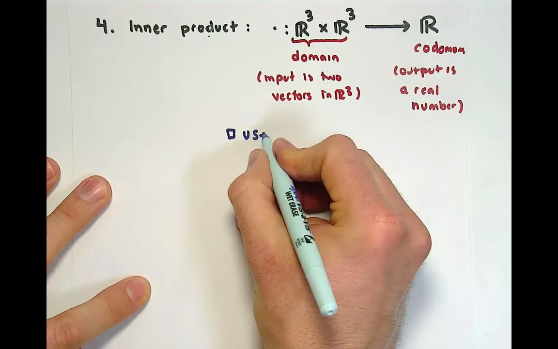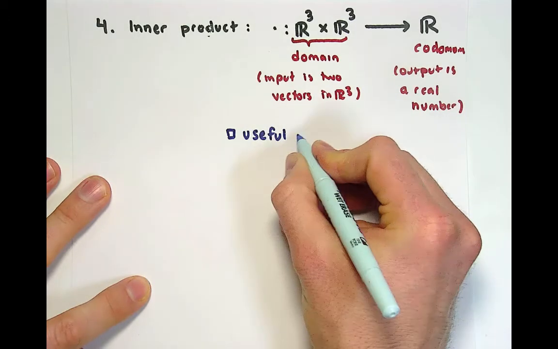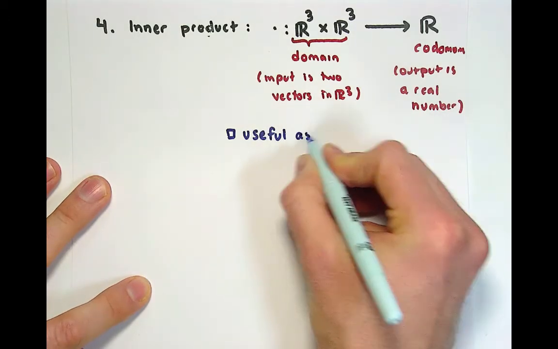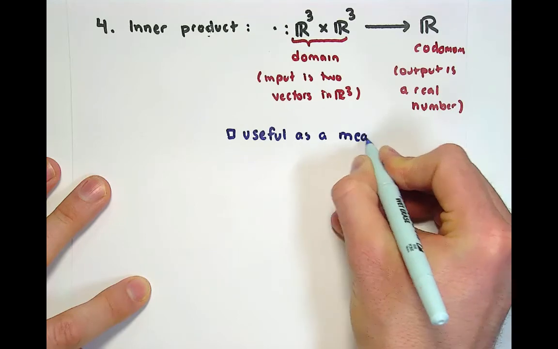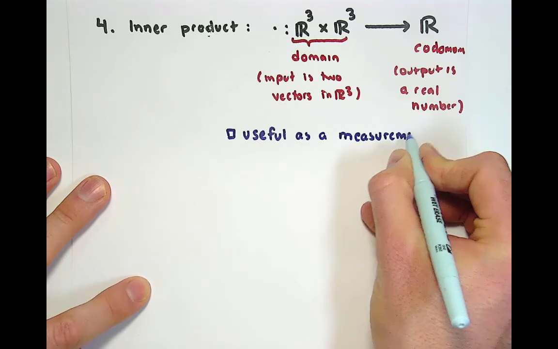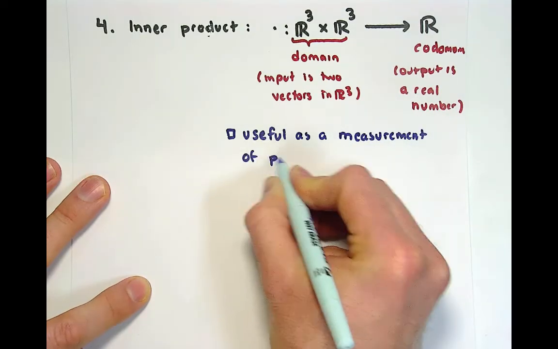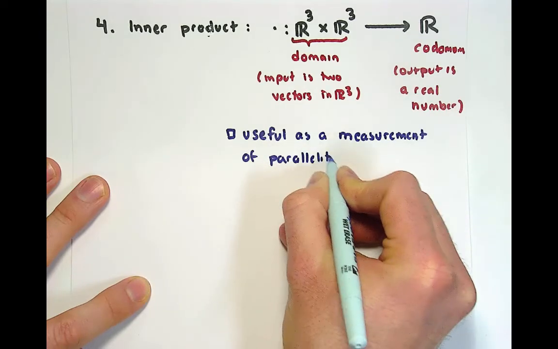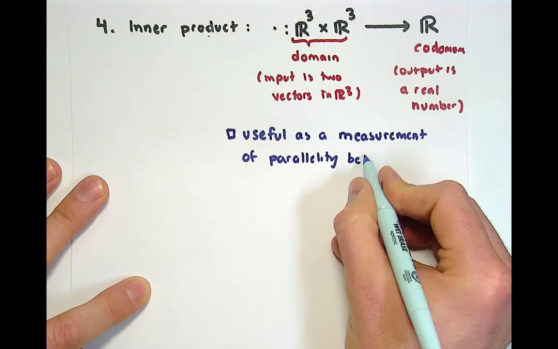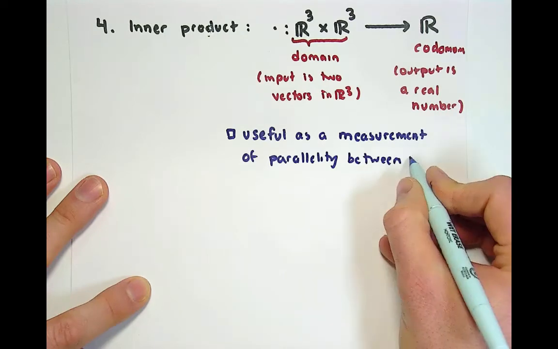Remember that the inner product or the dot product was super useful as a measurement of parallelity between vectors.